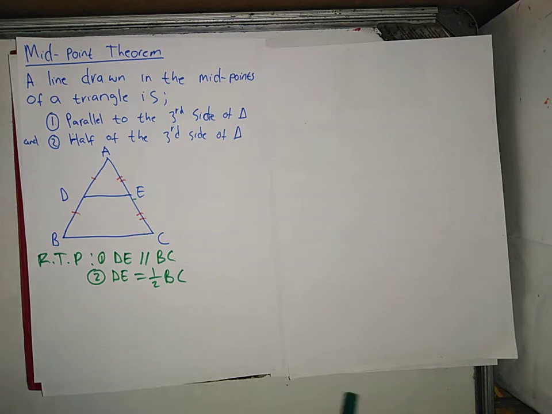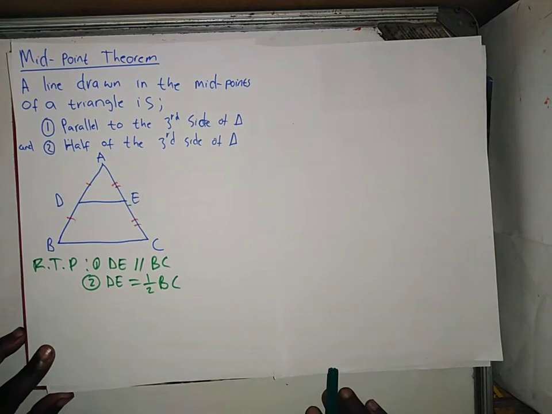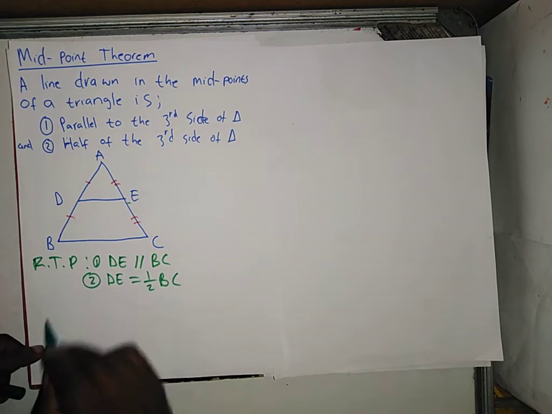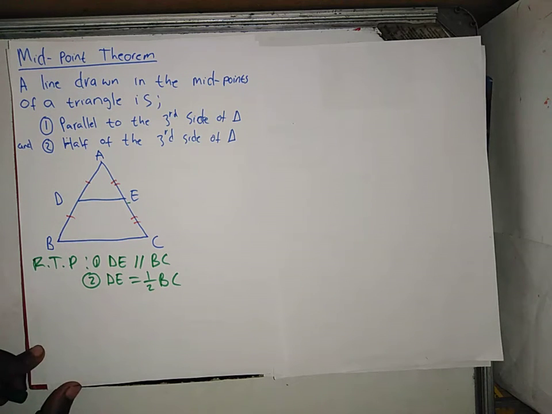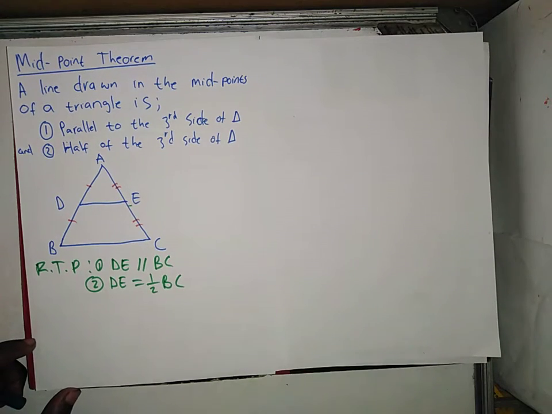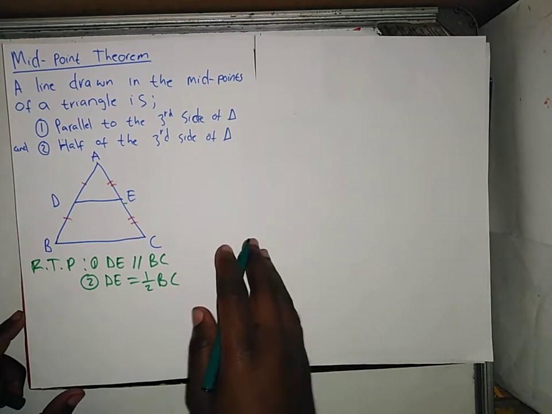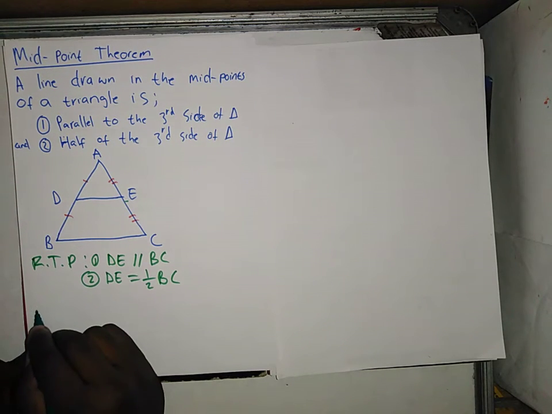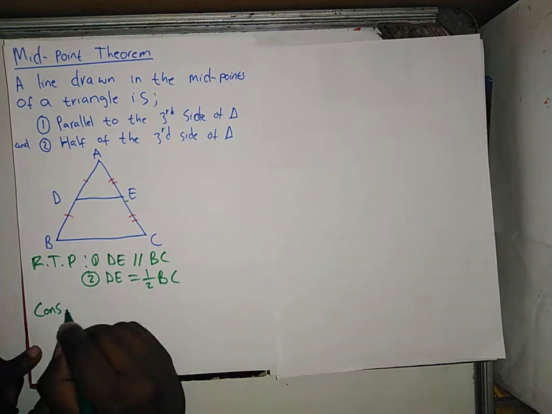If you have to prove this, you will have to construct first. Now, what do you construct? Whenever you construct in geometry, you must state that you have constructed, and you must say what it is that you constructed and what came as a result of what you constructed. Okay, so you say construction.